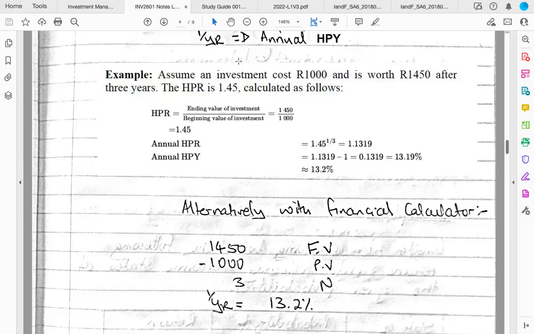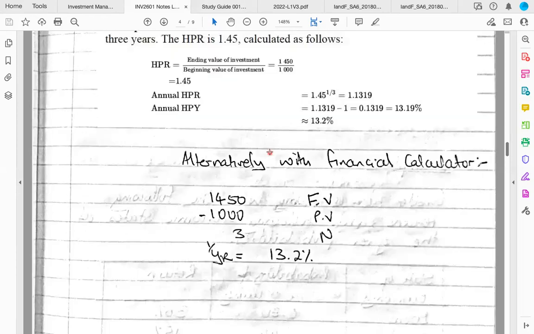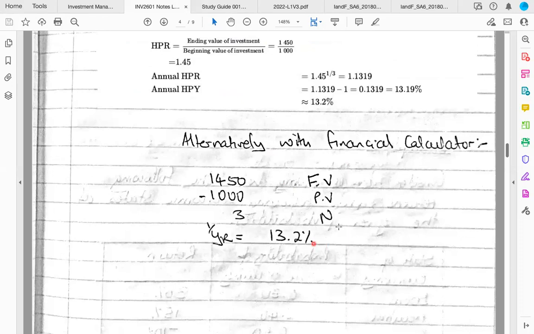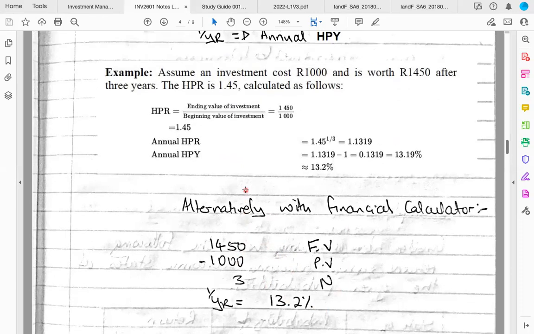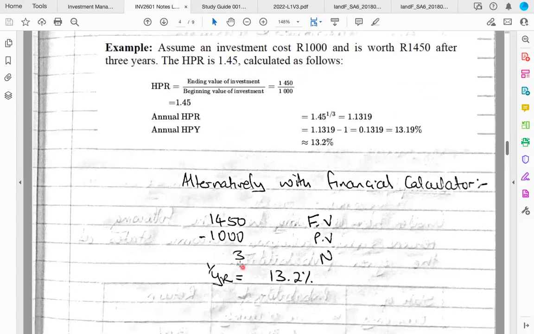Of course, we can also use the financial calculator. With your financial calculator, you just make sure you've cleared it. You put the ending value 1450 as your future value. 1,000, the present value, is put as a negative. You put 3 as the number of periods, and then you press 1 over YR.